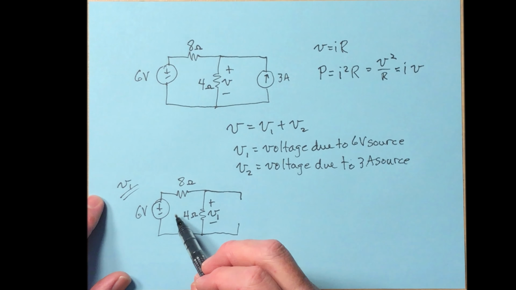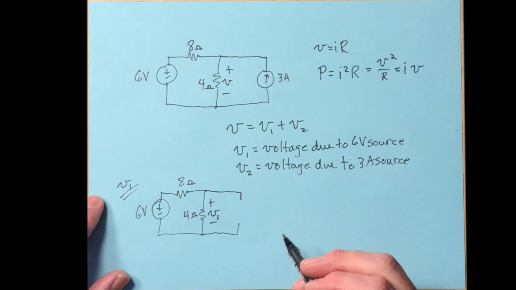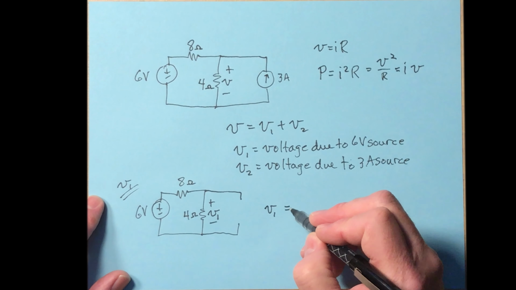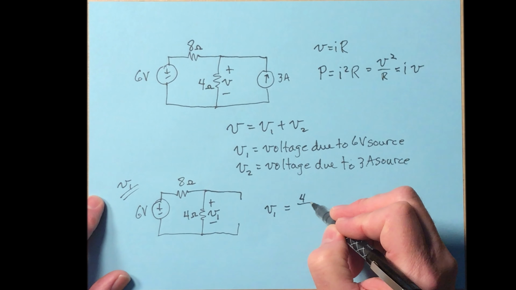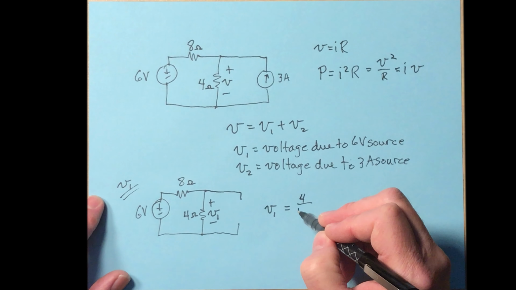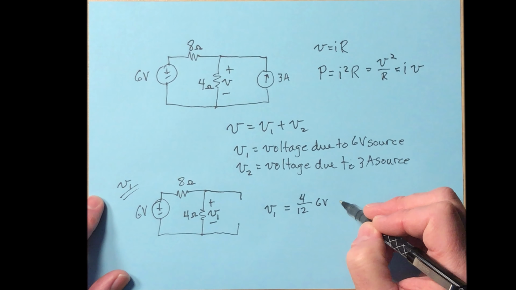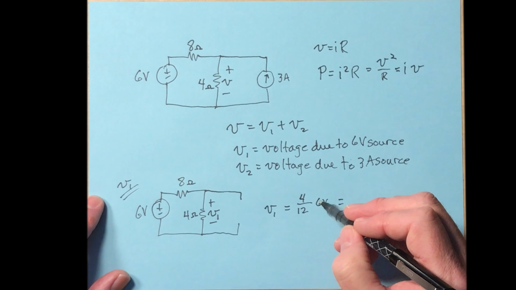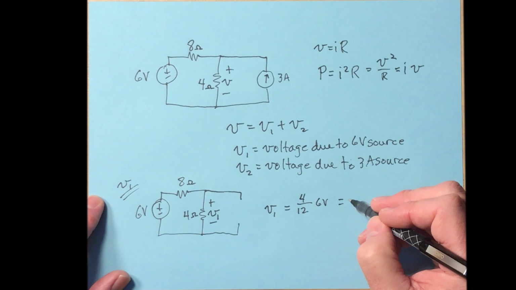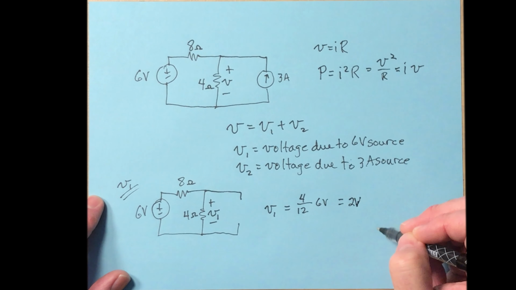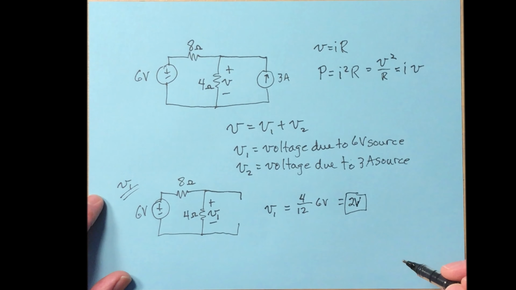And what we have left here then is a voltage divider. So you can write down the equation for that just by inspection. It's going to be 4/12 of 6 volts. And what is that? 12 is 24, 2 volts. There. We figured out what V1 is.